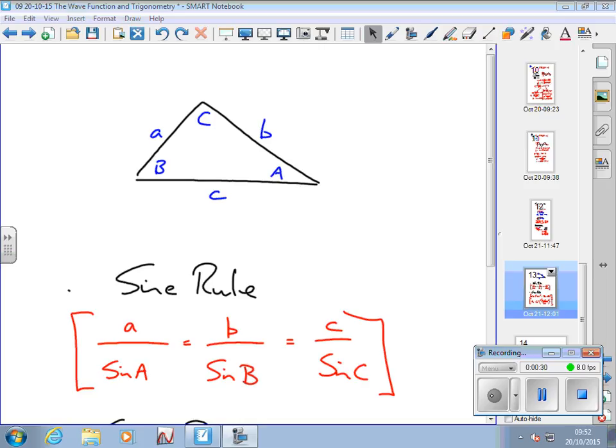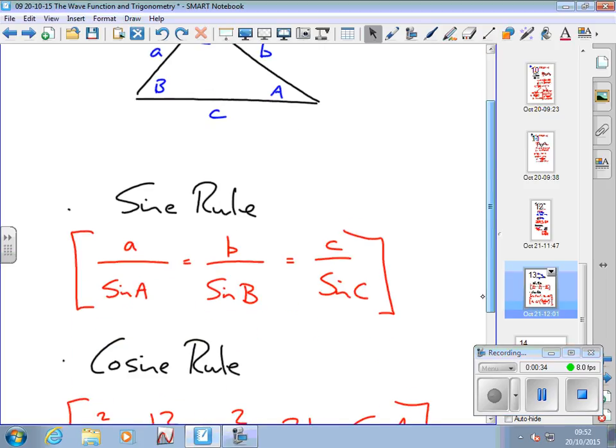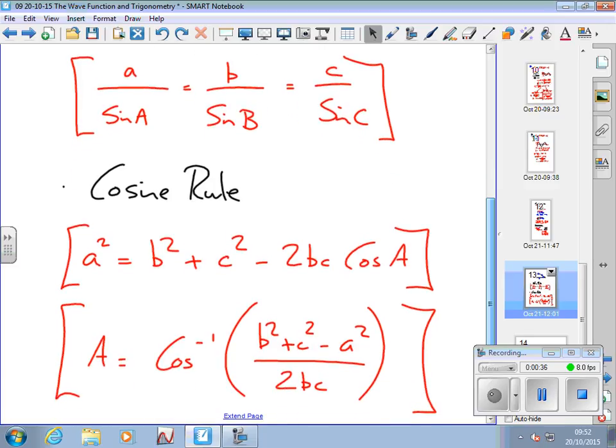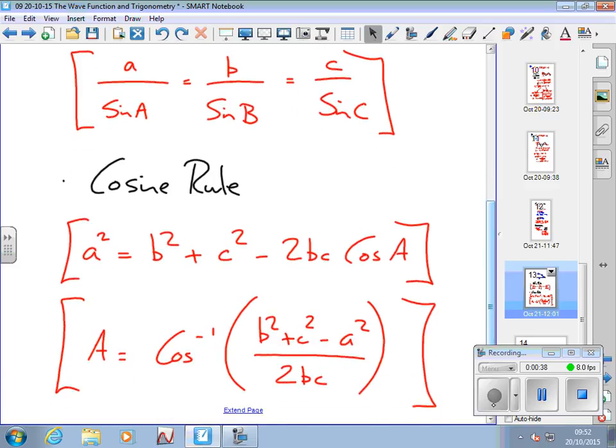And there are two rules that we use, the sine rule and the cosine rule. And here they are, the sine rule and the cosine rule. This cosine rule looks pretty horrendous, but actually it's not something you need to remember. We'll go through some examples.